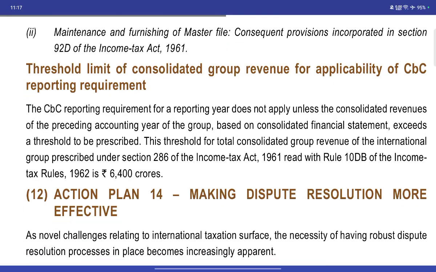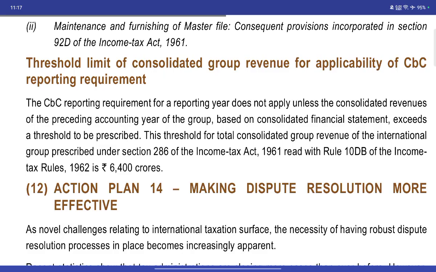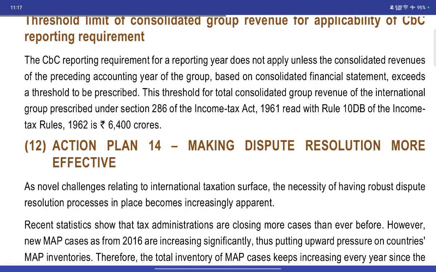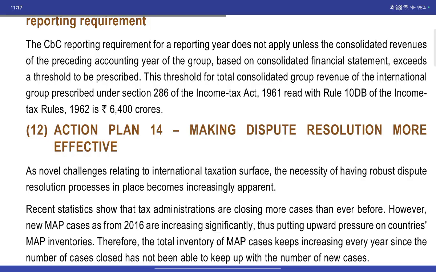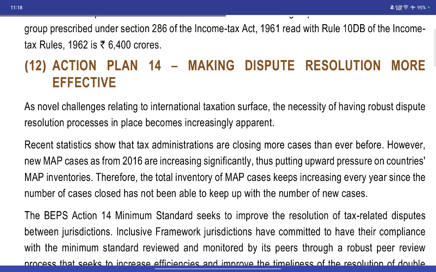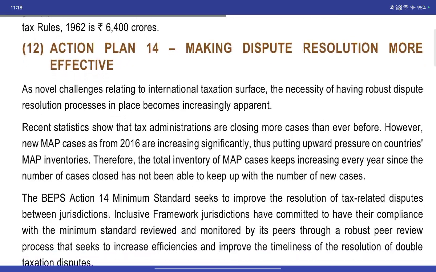Applicable CbC reporting requirement. The CbC reporting requirement does not apply unless the consolidated financial statement of the international group for the accounting period exceeds the prescribed threshold. The threshold of total consolidated group revenue of the international group prescribed under Section 286 of the Income Tax Act, read with Rule 10DB of the Income Tax Rules 1962, is 6,400 crores. The action plan of BEPS 14: making dispute resolution more effective.